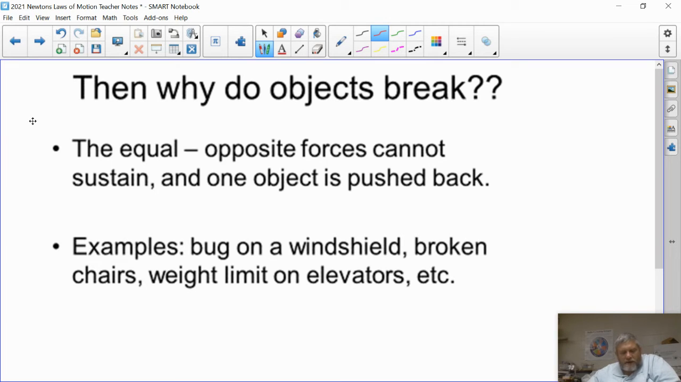Okay, a great example is a bug on a windshield. The windshield applies a force to the bug, and the bug can't apply that same force back, and it goes squish. Right? Elevators, all that type of stuff.